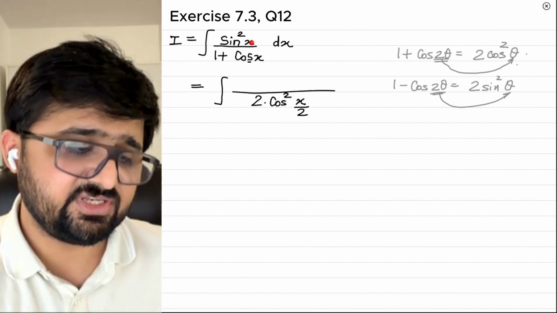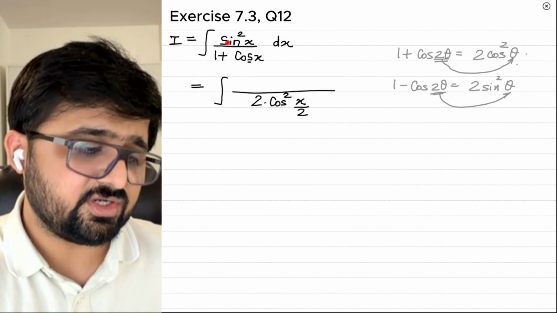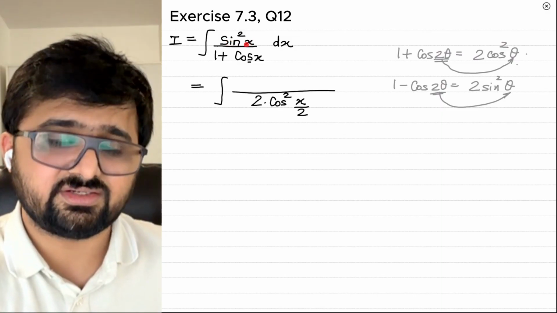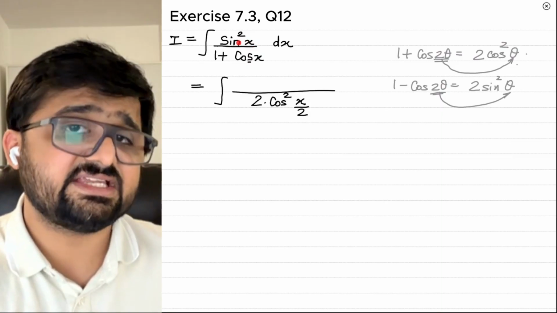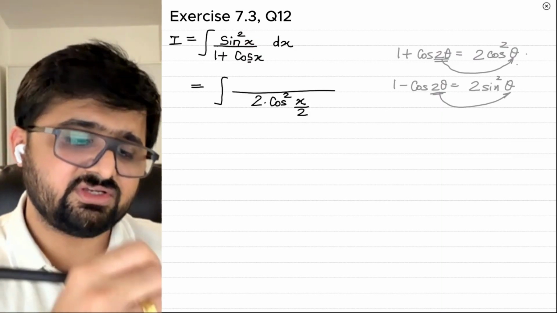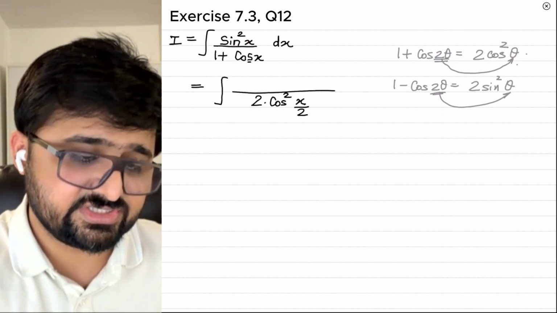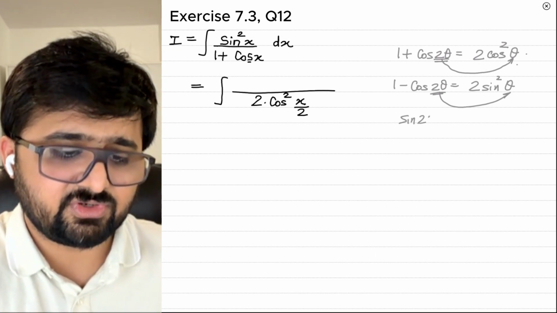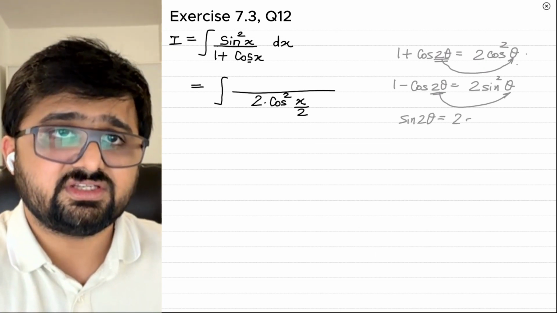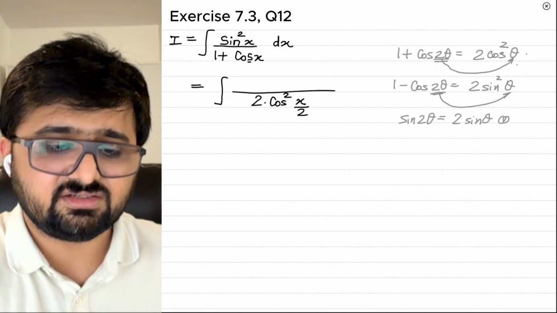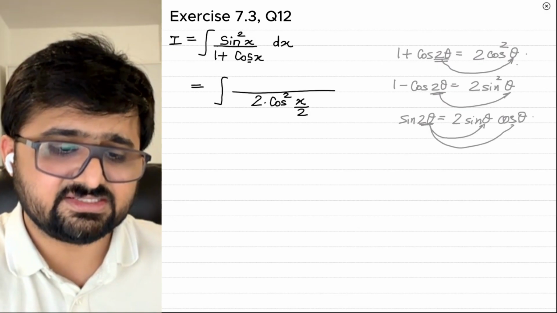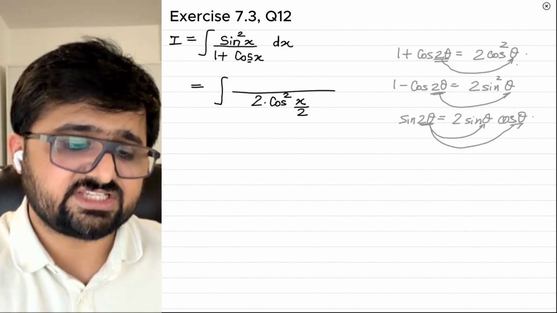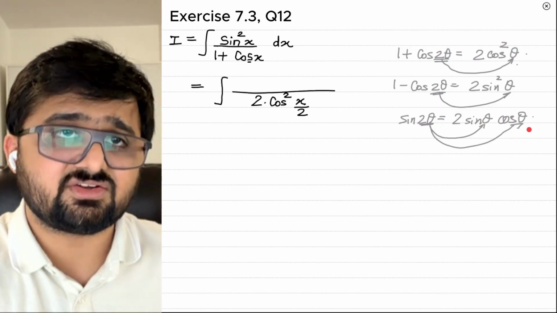We just did a similar example some time before, where we had cos square here instead of sine square. So we can convert that sine x into x by 2. How to do that? We already did that in our formula discussion. Let me remind you. We know the formula for sine 2 theta is 2 sine theta into cos theta, where the angle becomes half. So sine 2 theta can be written as 2 sine theta cos theta.